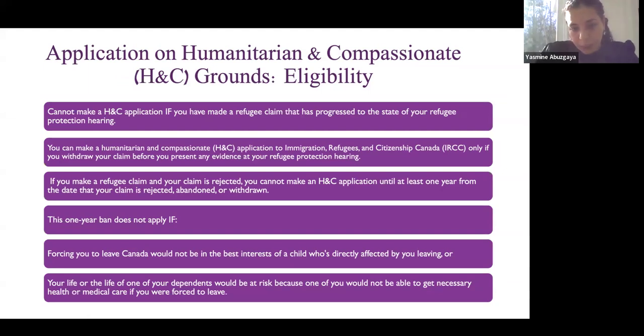H and C applications provide a pathway to permanent residency in Canada under unique circumstances. Like we said, they are evaluated on an individual basis, and they consider various personal and compelling factors. However, there are specific conditions where you're not really eligible to apply. For example, if you have an active refugee claim, you would have to withdraw it before submitting an H and C application. There is also something called the one-year bar, meaning if you had a refugee claim in process that was heard, rejected, abandoned, or withdrawn within the last 12 months, you would generally not be able to make the H and C application unless, for example, the best interests of a child would need to be assessed. So there's a child involved in the application in some way.